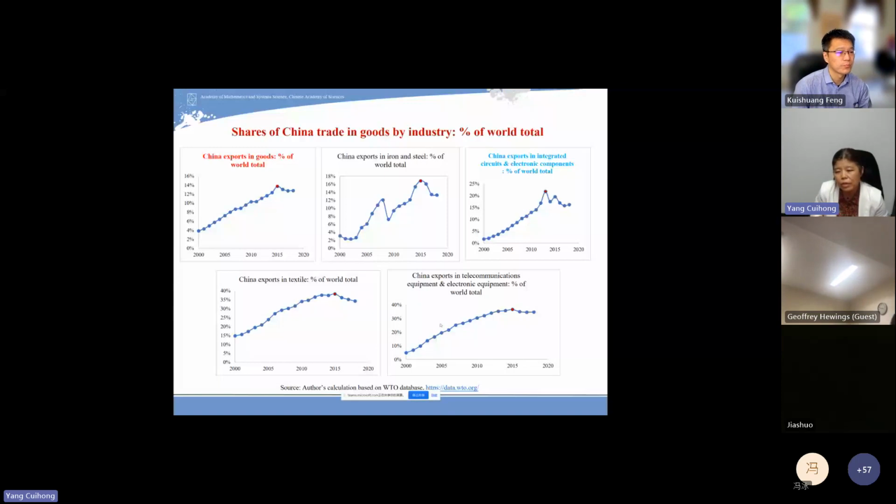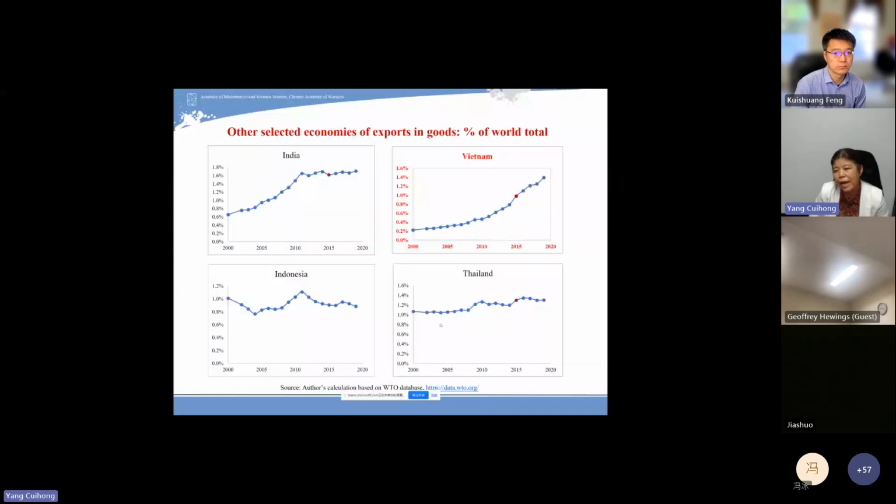If we look at the bulk goods of Chinese exports, we could see that iron and steel, integrated circuits, textile, telecommunication equipment and electronic equipment, this is the large volume export from China. We could see that from the same year, it shows a similar trend. Although the rate is different, but still it shows a very similar trend. It's a downward trend.